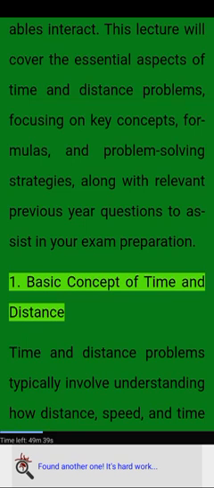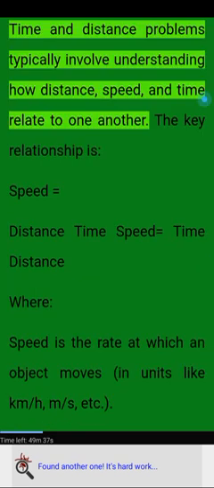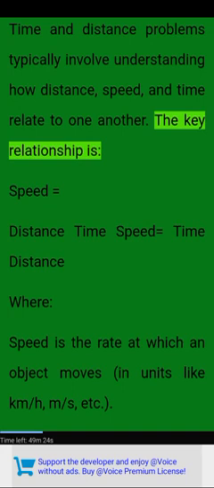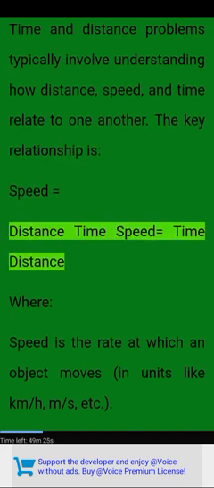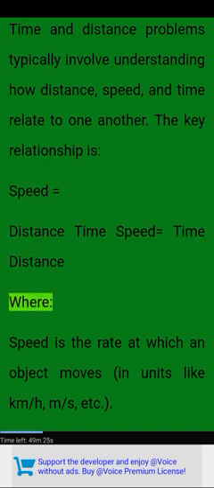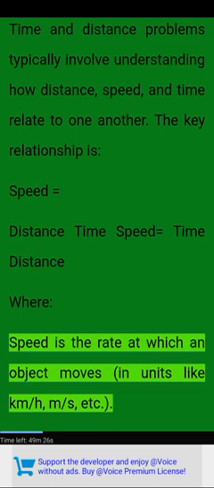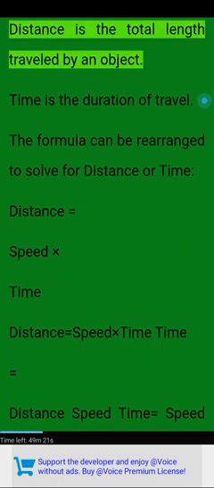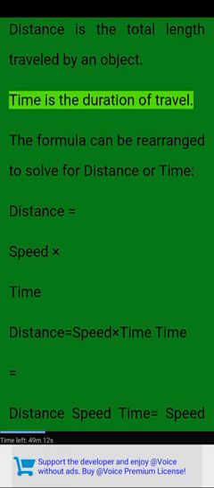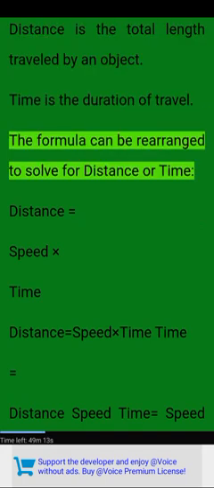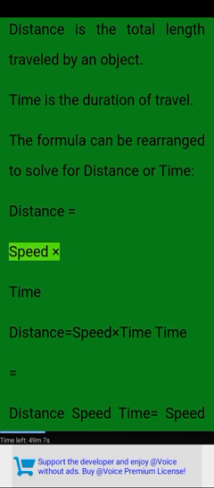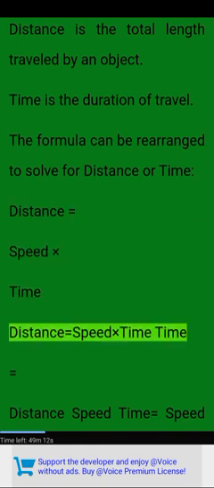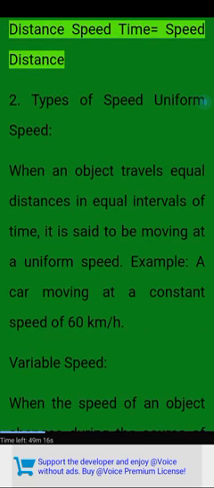1. Basic concept of time and distance. Time and distance problems typically involve understanding how distance, speed, and time relate to one another. The key relationship is speed equals distance divided by time, where speed is the rate at which an object moves in units like kilometer per hour, meter per second, etc. Distance is the total length traveled by an object. Time is the duration of travel. The formula can be rearranged to solve for distance or time. Distance equals speed times time.